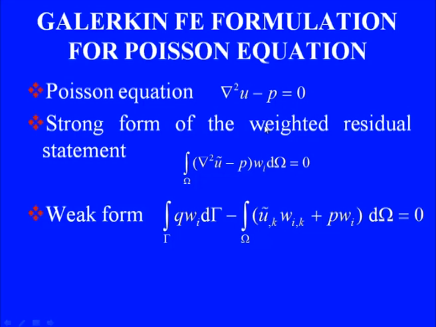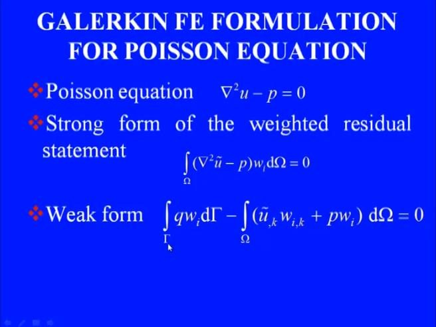Now, let us write the strong form of the weighted residual statement. The integral over omega of del square u tilde minus p, times w i, d omega is equal to 0. So, this is our strong form of the weighted residual statement. This is not what we are going to use for finite element analysis. So, what do we do? Let us perform integration by parts. Here we have got the second order derivative. Once we perform the integration by parts, the first term which we are going to get is a surface integral, a boundary integral q w i d omega. Now, this q is the gradient of u, that is, in fact, it is del u by del n.